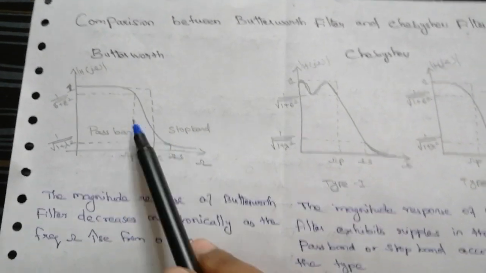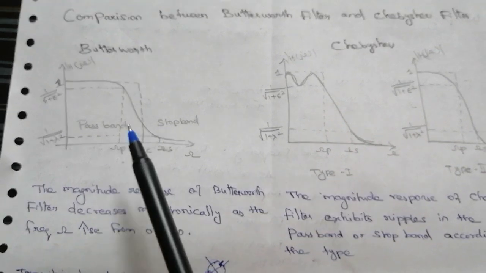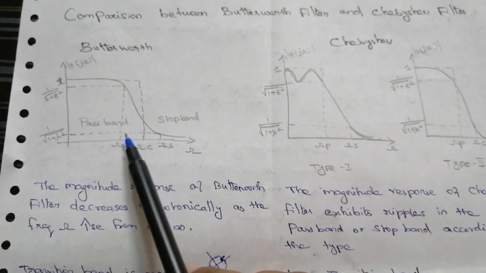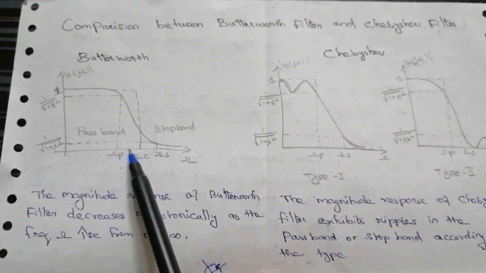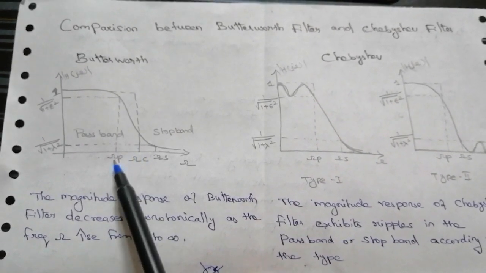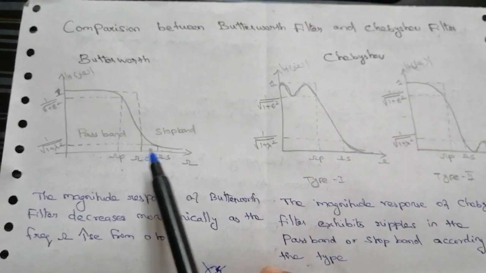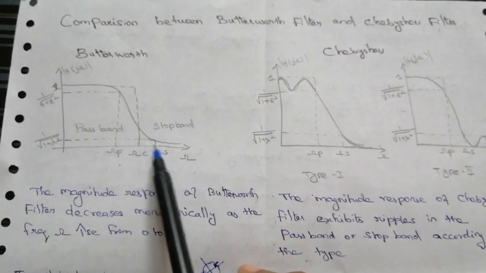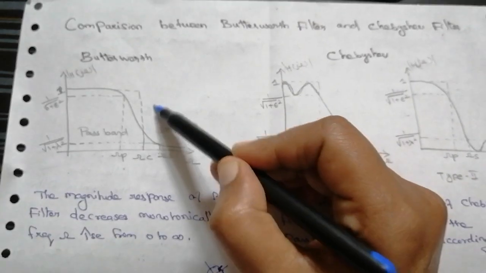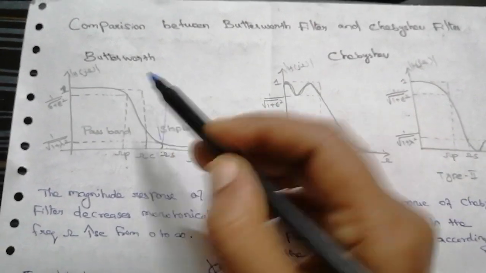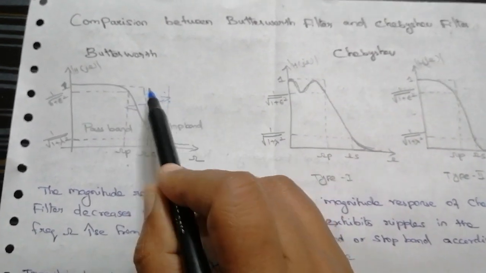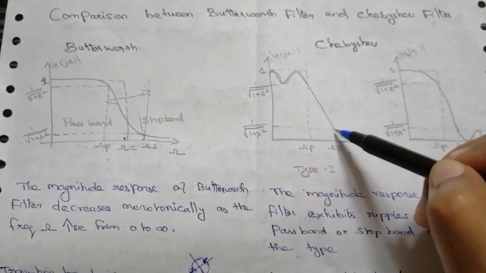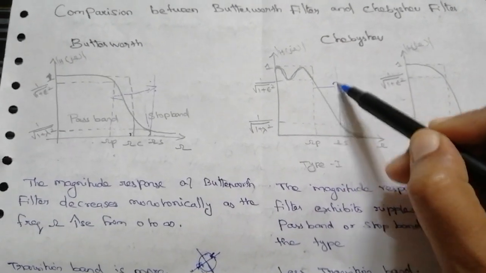The second point is that the transition band is more in the Butterworth filter. So what is the transition band? The transition band is a band which allows the frequencies between the pass band and the stop band. So the gap in this portion is called the transition band. This transition band is more in the Butterworth filter, whereas in the Chebyshev filter the transition band is less.